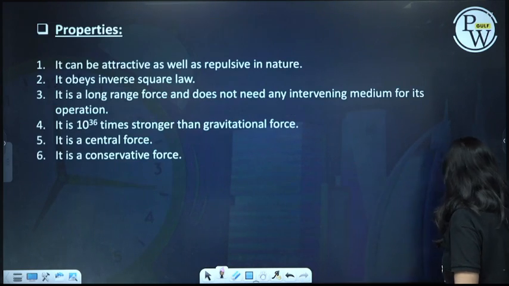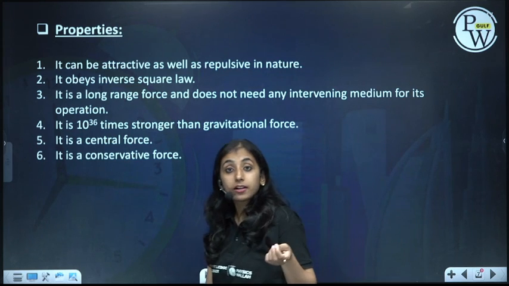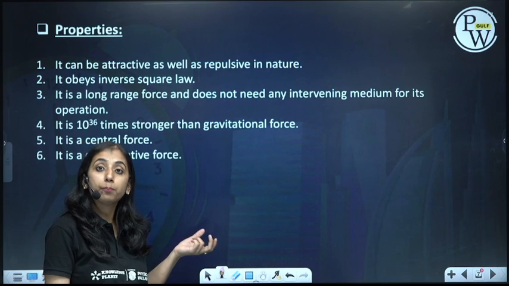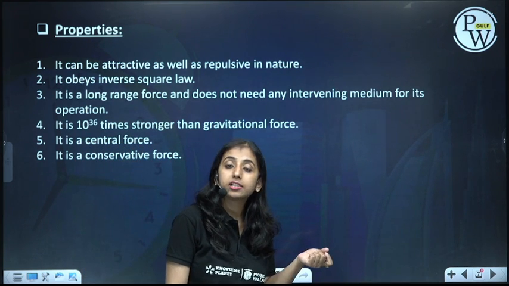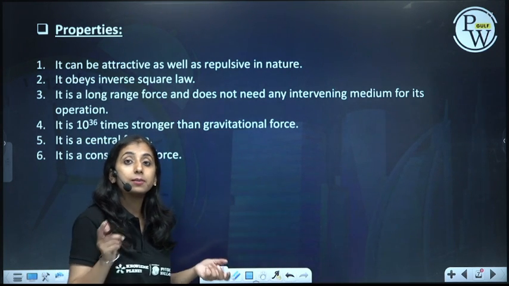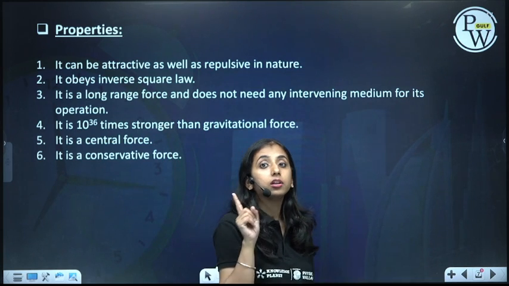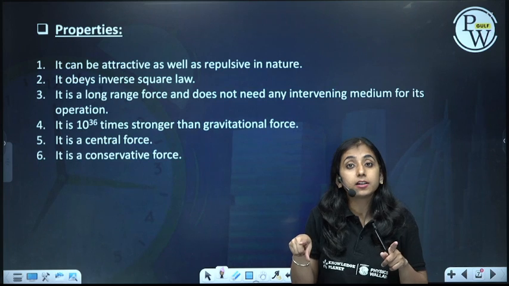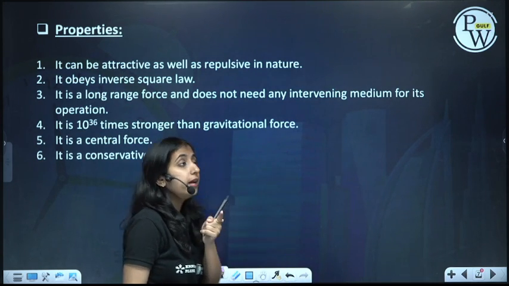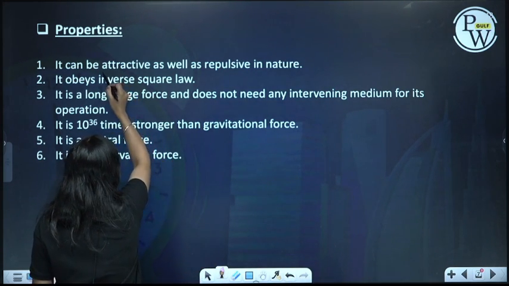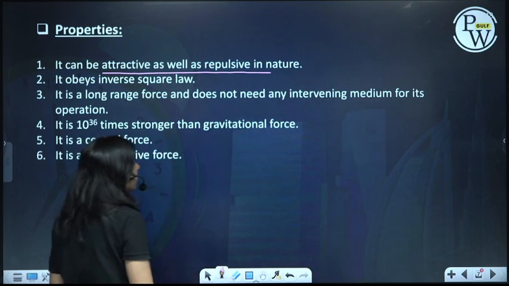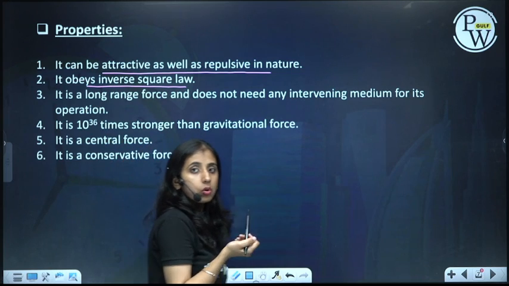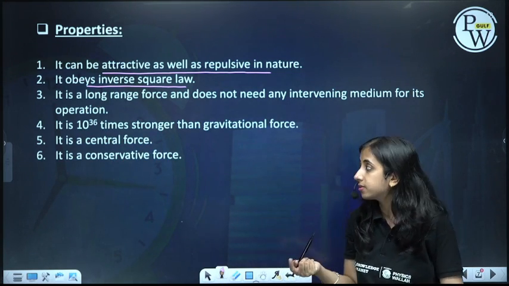So what are its properties? It can be attractive or repulsive. If we have two like charges, the force will be repulsive. If we have unlike charges, the force will be attractive. Similarly, if we have like poles, the force will be repulsive, but if we have unlike magnetic poles, the force will be attractive. So it can be attractive as well as repulsive in nature. It also obeys the inverse square law. We just saw F is proportional to 1 by r square.